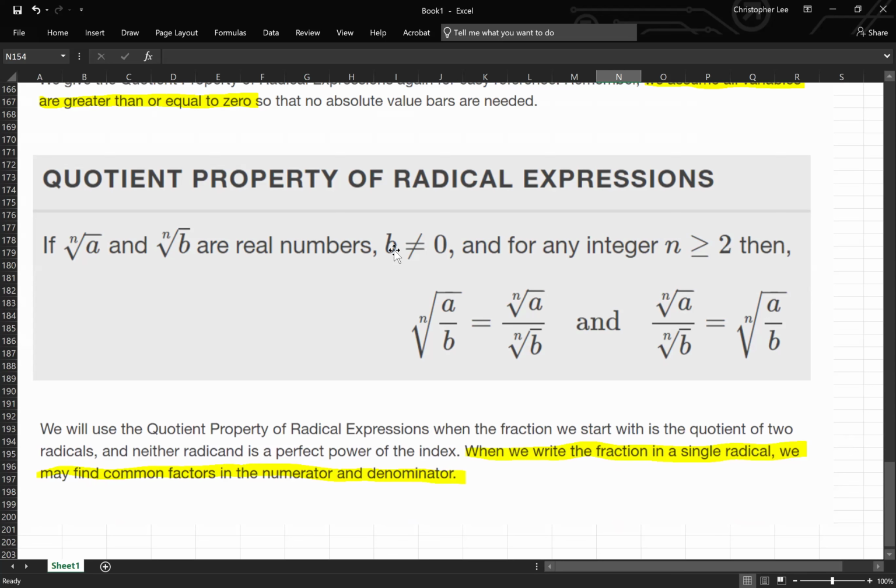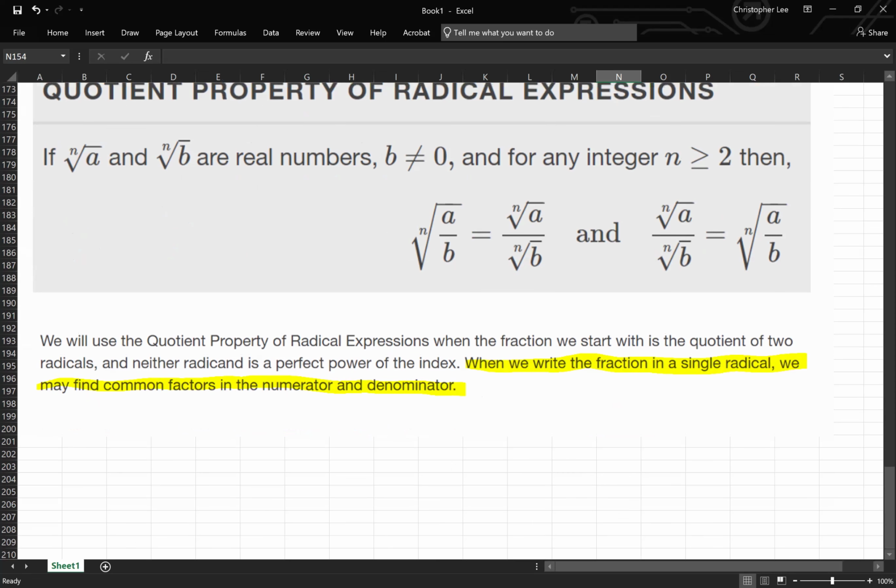So we will use the quotient property of radical expressions when the fraction we start with is the quotient of two radicals, and neither radicand is a perfect power of the index. So when we write the fraction in a single radical, we find common factors in the numerator and the denominator, if possible. All right.